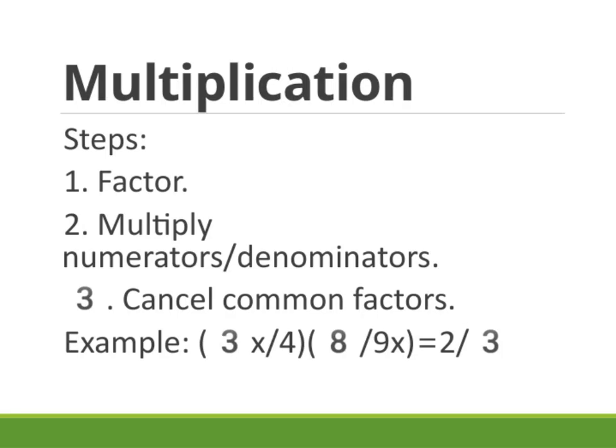When we multiply fractions, there are 3 key steps to follow. First, factor any numbers or expressions where possible. Next, multiply the numerators together, and then the denominators together. Finally, look for any common factors that can be cancelled out to simplify the result. For example, multiplying 3x over 4 by 8 over 9x gives us 2/3 after cancelling. This process keeps multiplication straightforward and the answers neat.